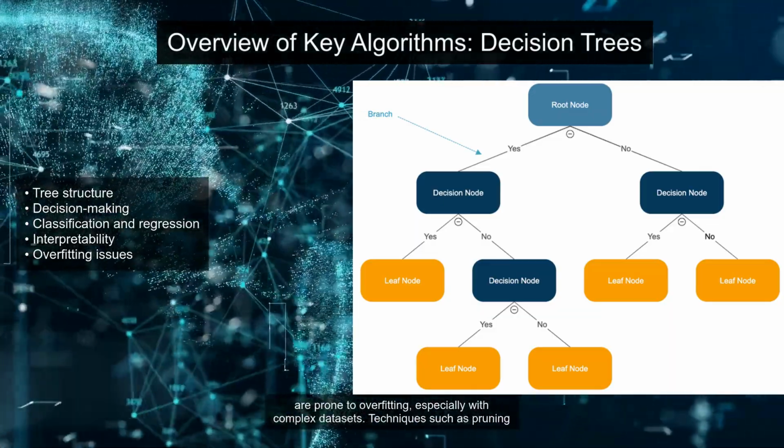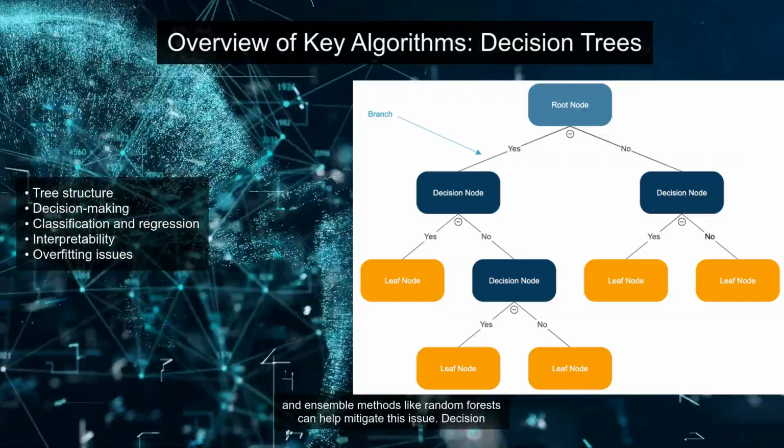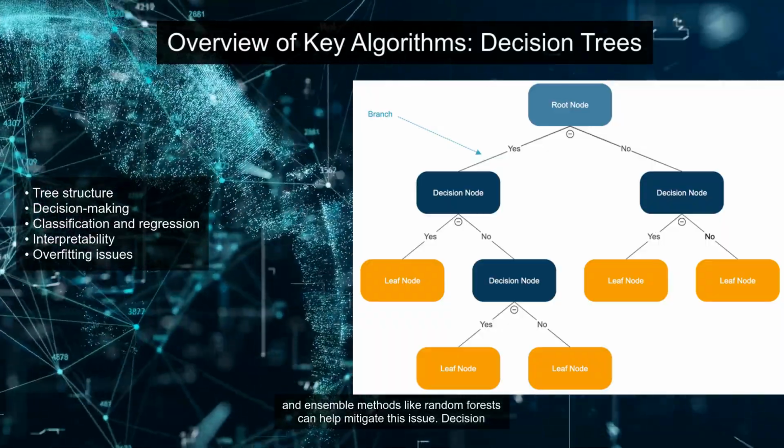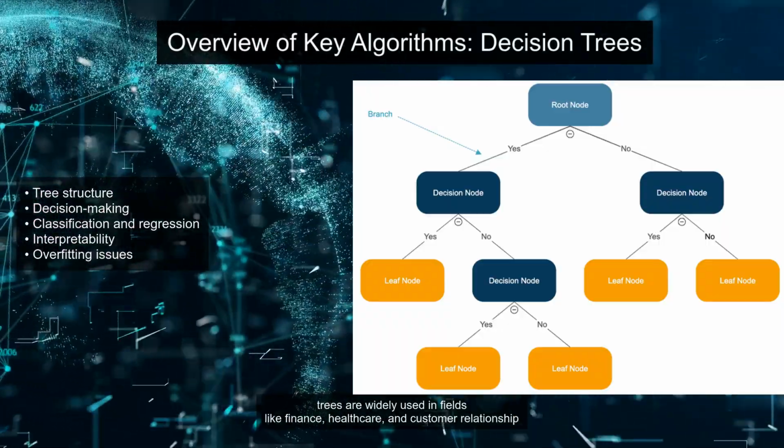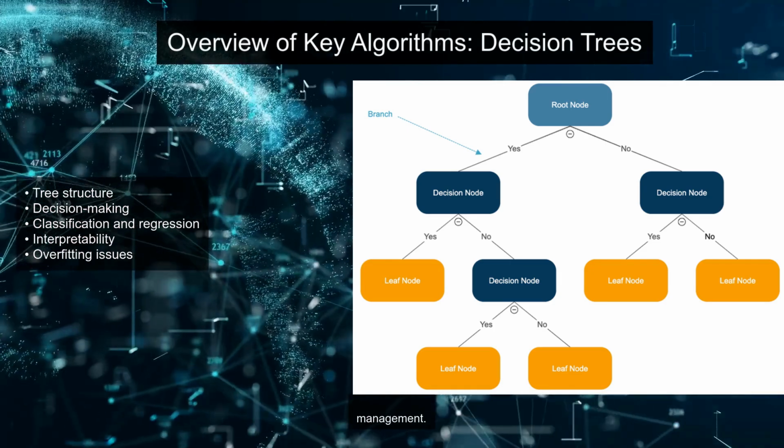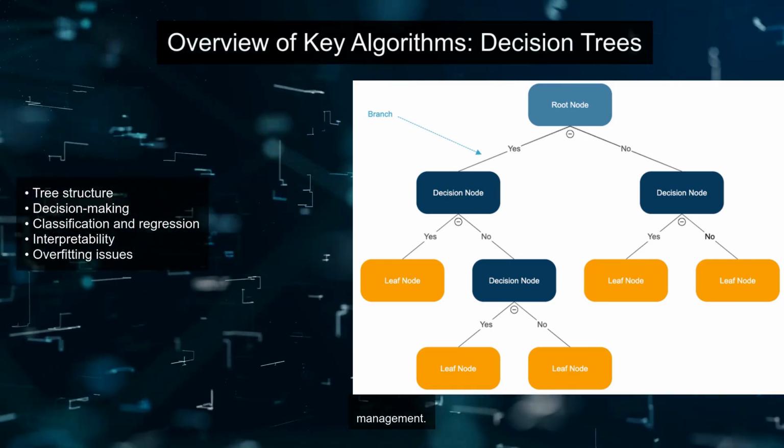However, decision trees are prone to overfitting, especially with complex datasets. Techniques such as pruning and ensemble methods like random forest can help mitigate this issue. Decision trees are widely used in fields like finance, healthcare, and customer relationship management.